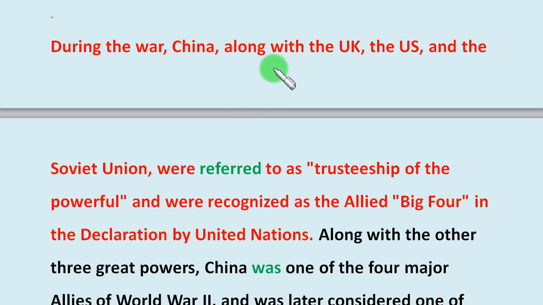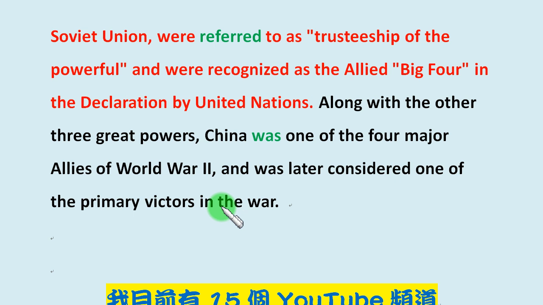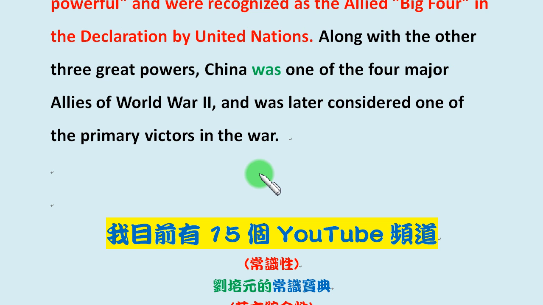During the war, China, along with the UK, the US, and the Soviet Union, were referred to as the Four Policemen of the powerful and were recognized as the Allied Big Four in the Declaration by United Nations. Along with the other three great powers, China was one of the four major allies of World War II, and it was later considered one of the primary victors in the war.